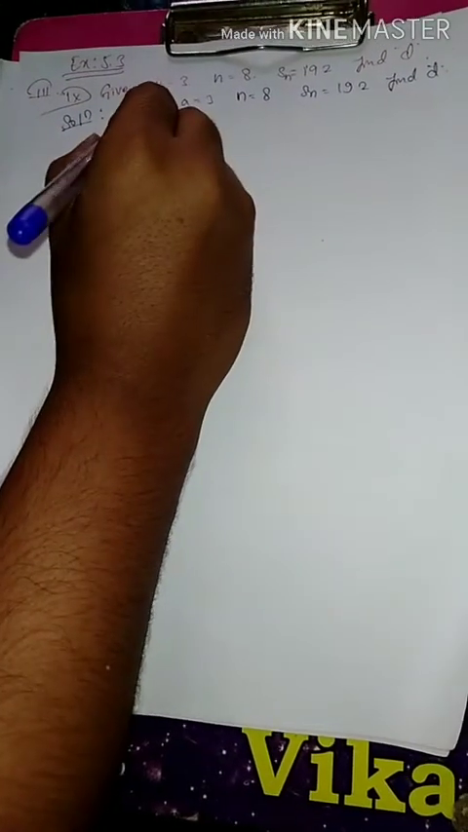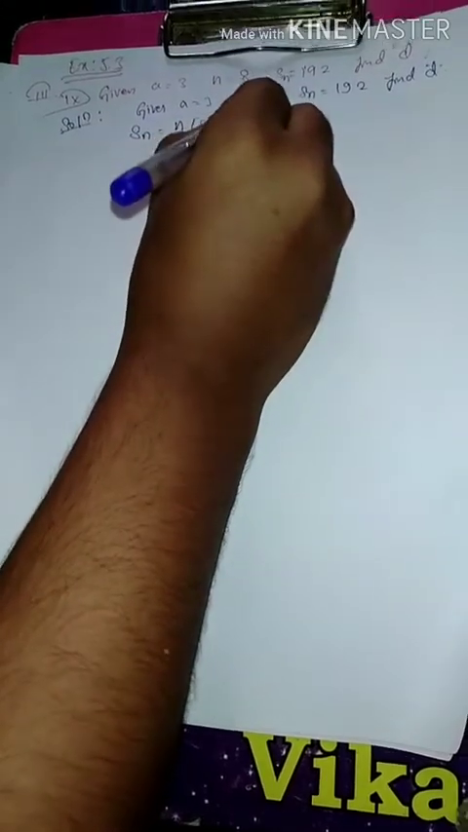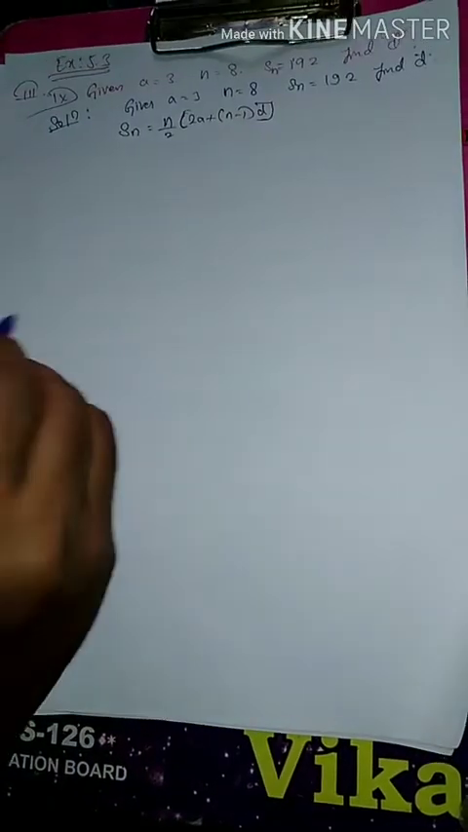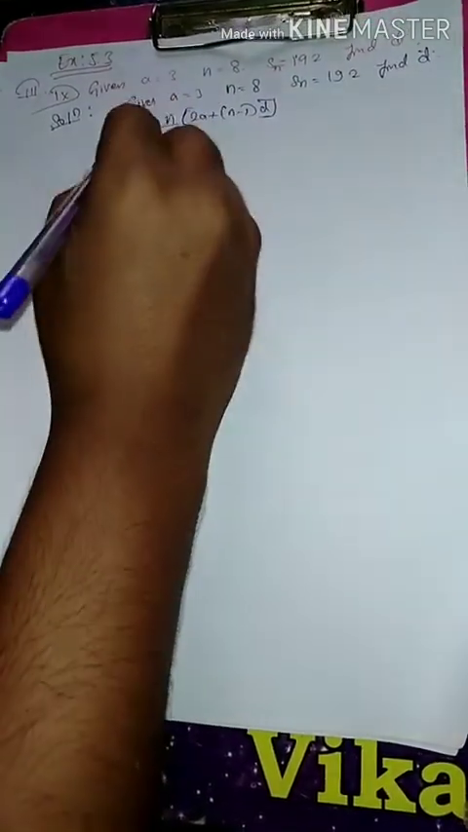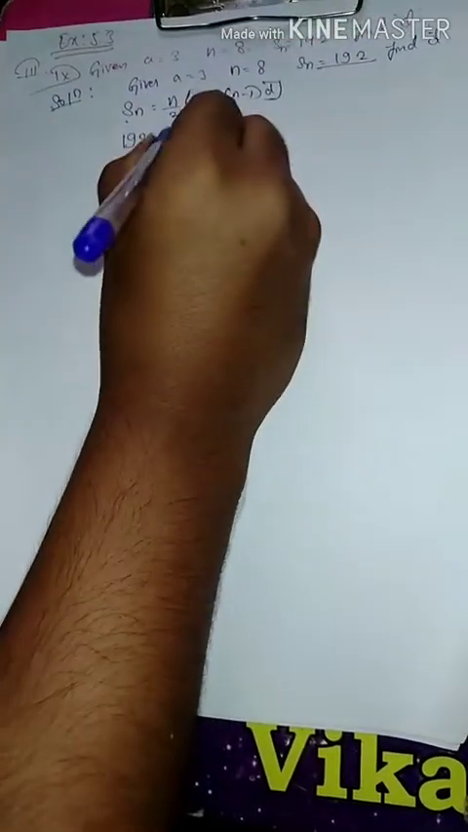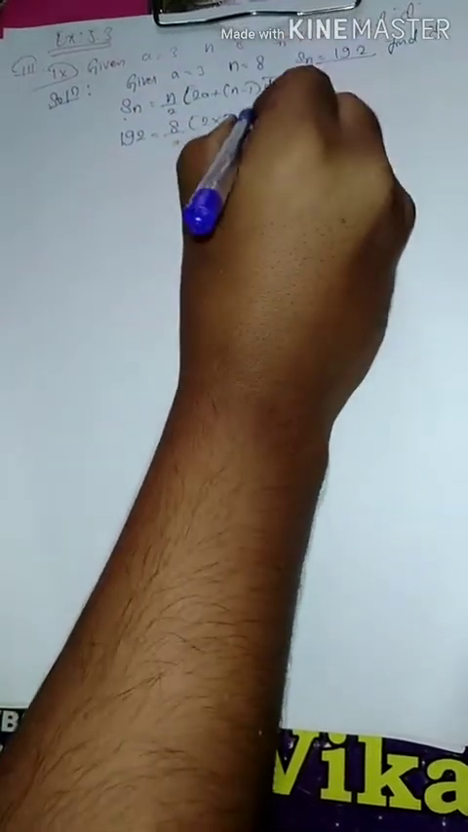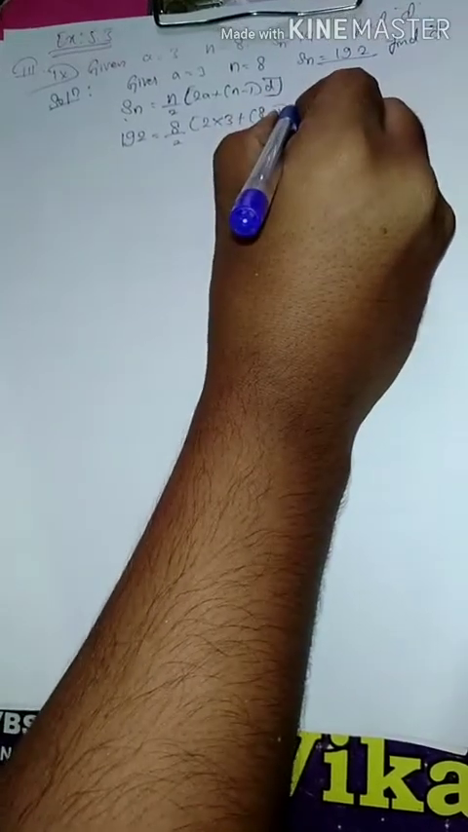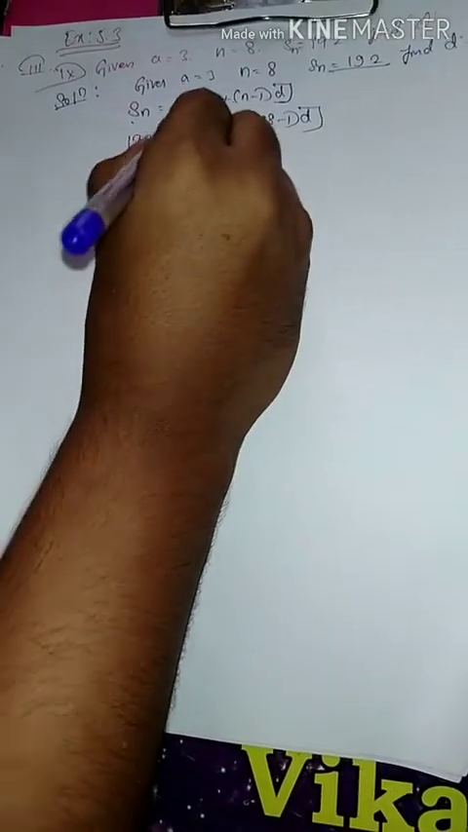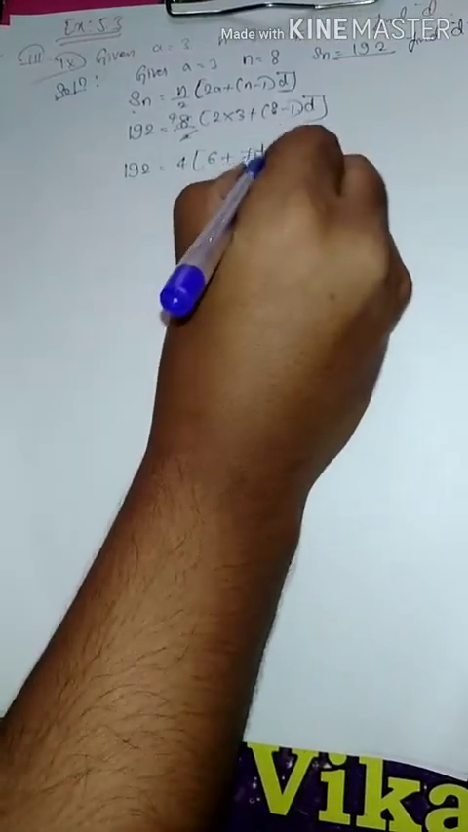So next, we know the formula Sn is equal to n by 2 into 2a plus n minus 1 into d. It is the formula to find the sum of n terms of an AP. So substitute all the values in this formula. Sn is 192, so 192 is equal to n is 8, 8 by 2 into 2 into a is 3 plus again n is 8 minus 1 and d we don't know, write as it is. So 192 is equal to 2 1s are 2, 4 into 2 3s are 6 plus 8 minus 1 is 7d.